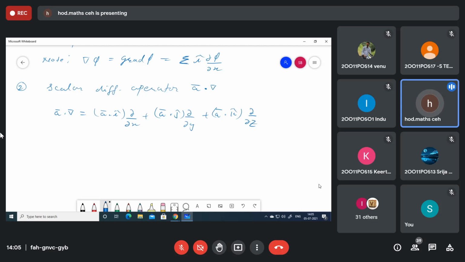Understood this? Because a bar is again a1 i plus a2 j plus a3 k, and you are taking a dot product with this operator. So you will get i dot i for dou by dou x, j dot j for dou by dou y, k dot k for dou by dou z. So in the question, this whole thing is now an operator. This operator you can apply both on a scalar function and a vector function. So a bar dot del on a scalar function, if you apply.